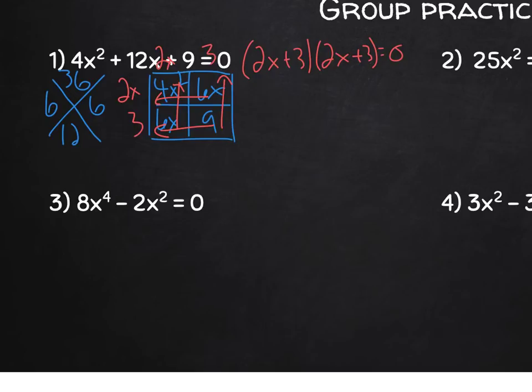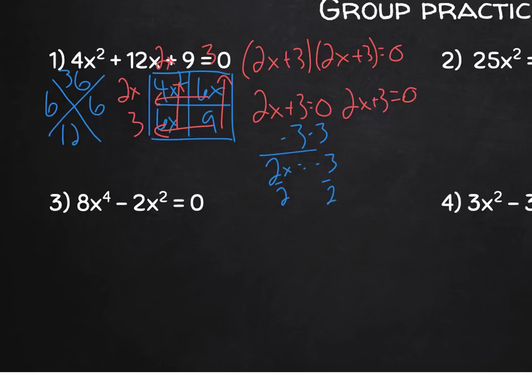So we go 2x plus 3 equals 0, and 2x plus 3 equals 0, because our step is to set each of our factors equal to 0. And then from here, subtract 3, and then divide by 2, and we get x equals negative 3 halves.